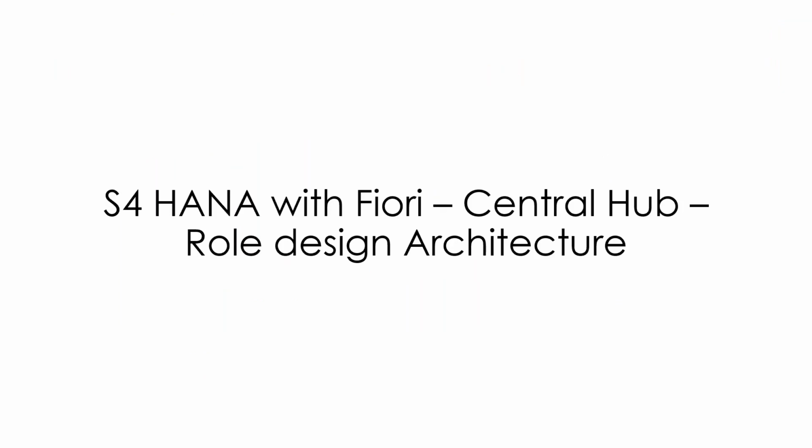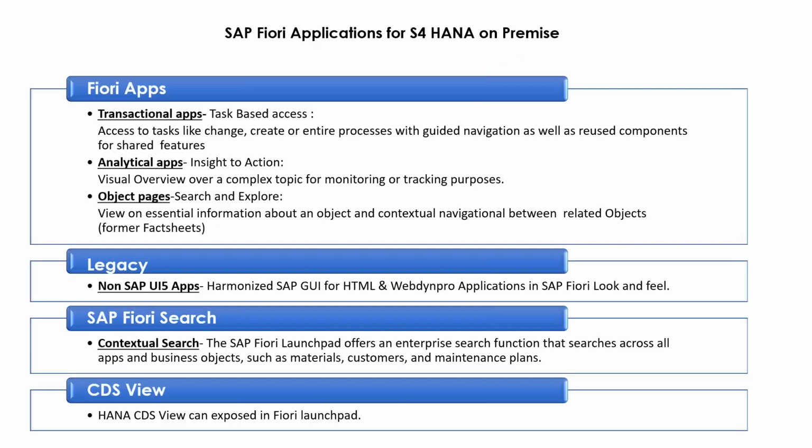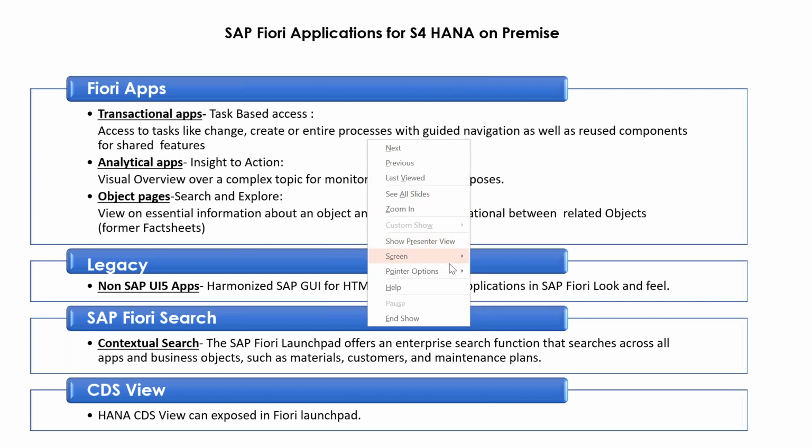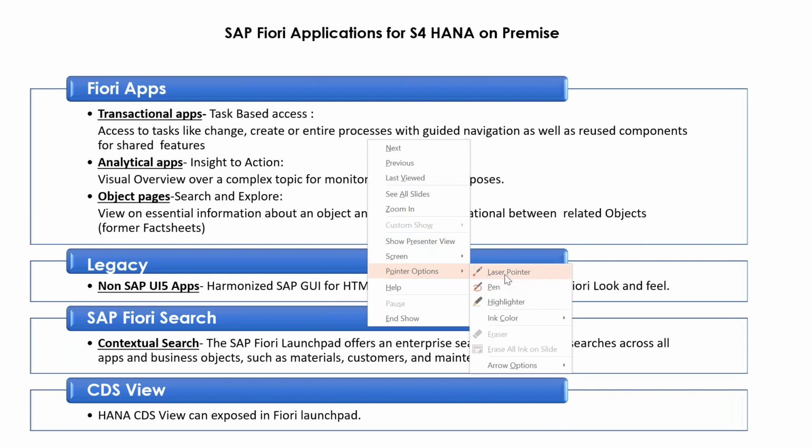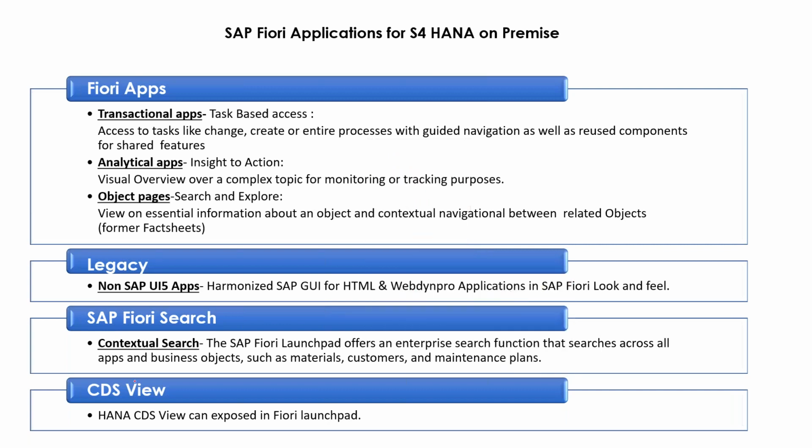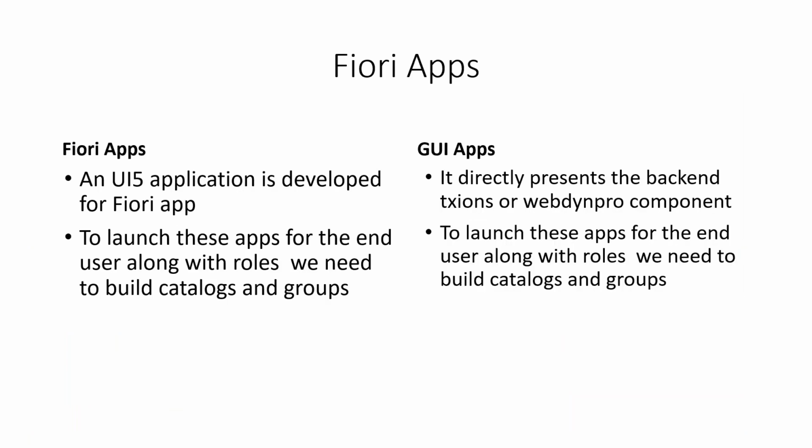In today's session, we will discuss the different types of Fiori apps and the security configuration of it. There are basically four different kinds of Fiori apps. One is your normal Fiori apps, one is your legacy app, and the other one is a CDS. The CDS view discussed over here is actually developed in the HANA database, and this can also be viewed in your Fiori Launchpad.